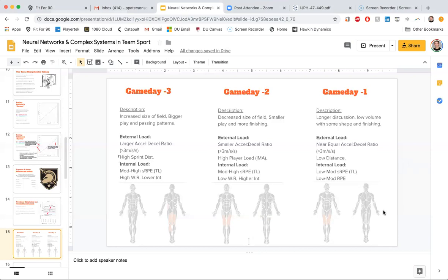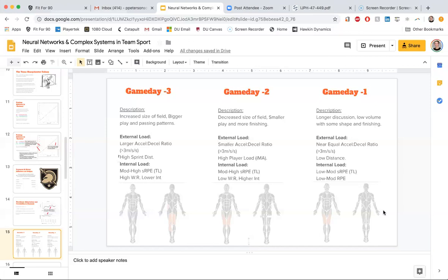Our internal load would be low to moderate. That moderate would be pushing it, to be honest. And the RPE, or actual rating of intensity, would not be high at all either. As you can see, these are the trends that we'll get from the guys the day after when they report their soreness. So obviously, game day minus three, we have those higher intensity sprints.